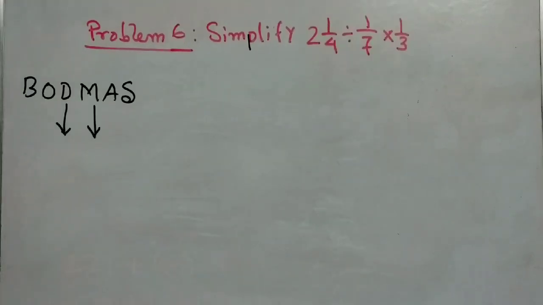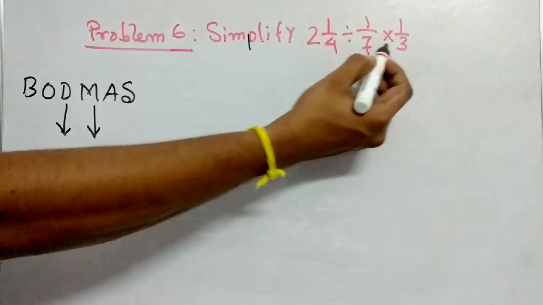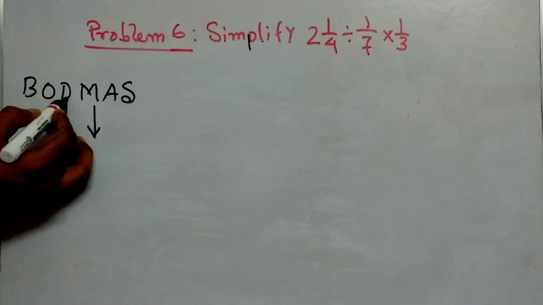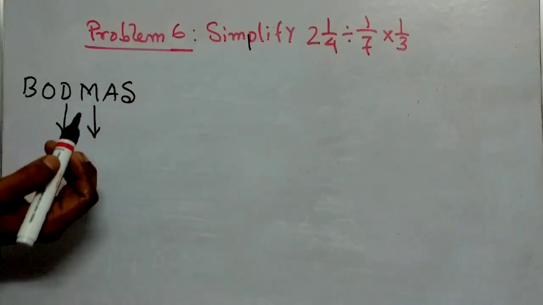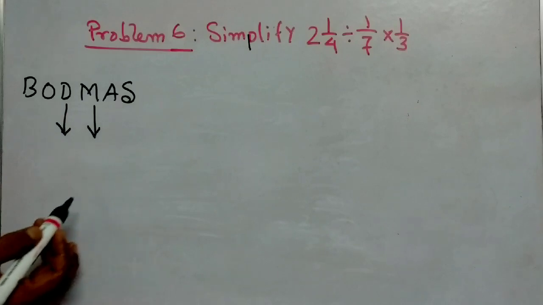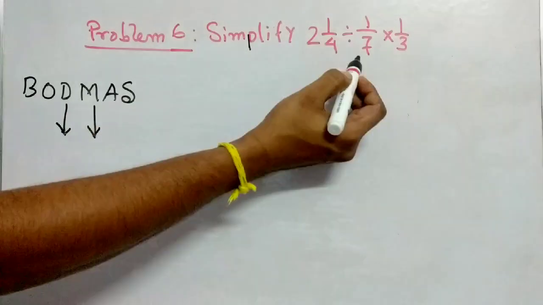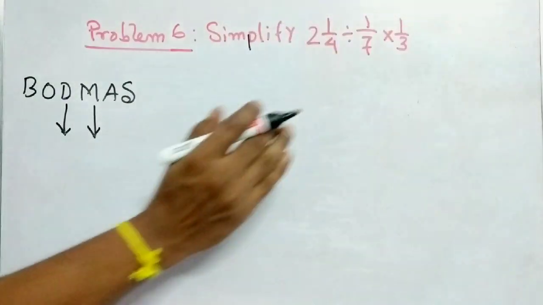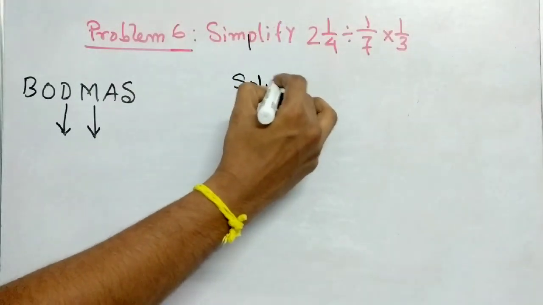Okay, in this problem division and multiplication both are there, but by the rules of BODMAS, we know that division comes first and multiplication comes later. So that is why we will go for division first, then the result will be multiplied by 1 by 3. So let's go for the solution.